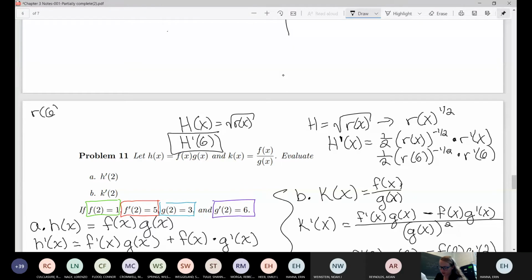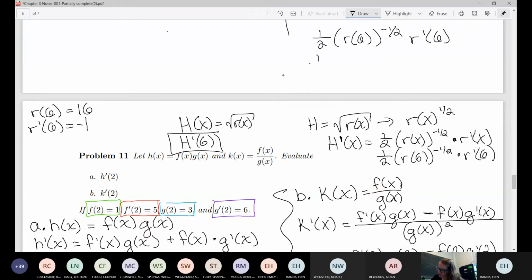And the things that I would need would be, so here Wiley has them input as a fraction. So it might not accept decimals. So what you would want to do here, I've run out of space. So in my case, this is what I'd have: negative 1/2 R prime of 6. So I'd have 1/2 times 16 to the negative 1/2 times negative 1.